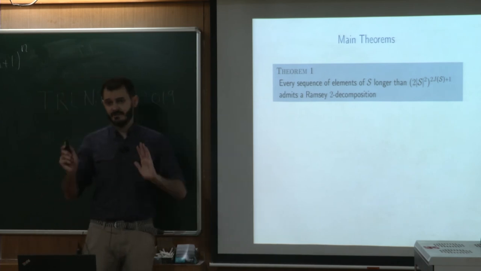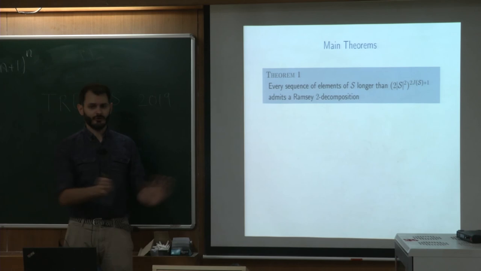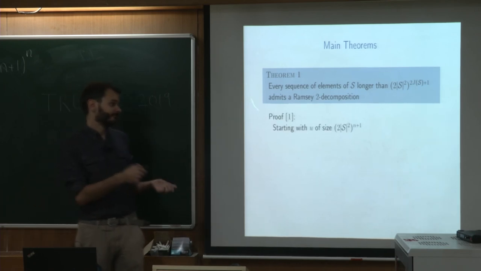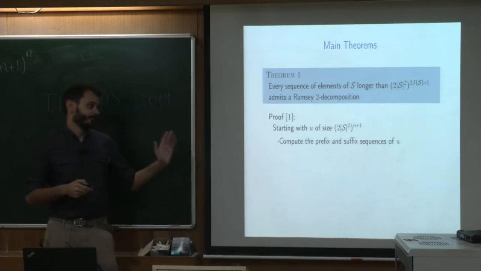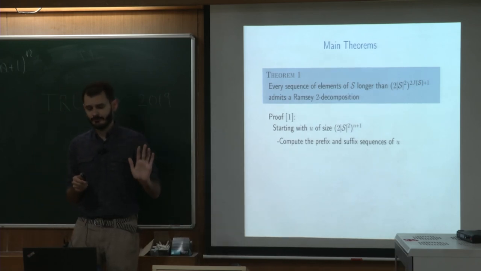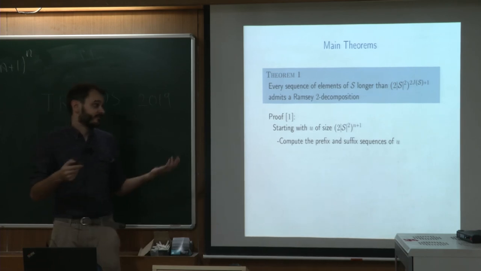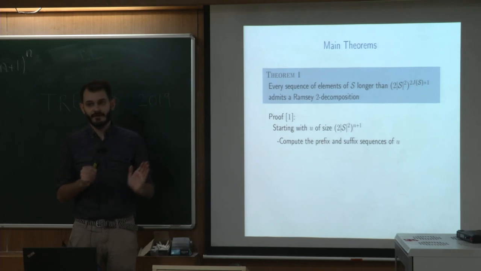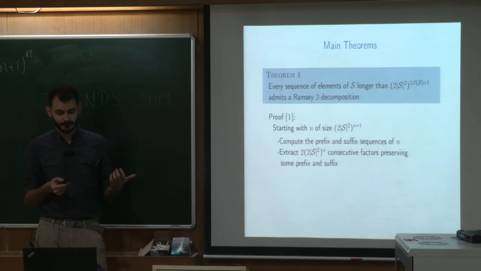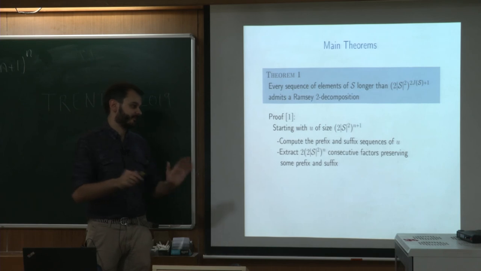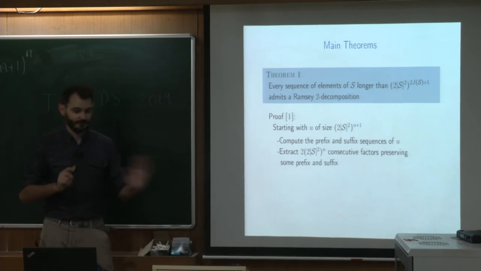This is more complicated, but basically, the algorithm that constructs a Ramsey 2 decomposition of such a sequence is obtained by just combining the two algorithms I presented to you earlier. So what's the idea? If you start with a sequence that has size twice the size of S squared to the n plus 1, what do you do? First, you compute, before, in the case of a group, we just computed the prefix sequence. Now we actually need both the prefix and the suffix sequence. Since the prefixes can take at most size of S different values, same thing for the suffixes, these two sequences allow us to show that there is this number of consecutive factors that preserve a prefix and a suffix. So basically, this is just that divided by size of S squared, corresponding to one prefix, one suffix.